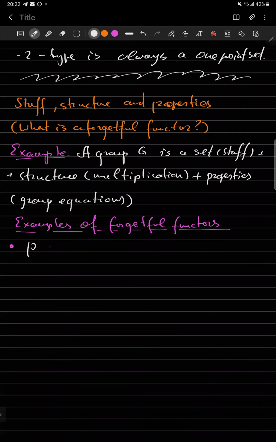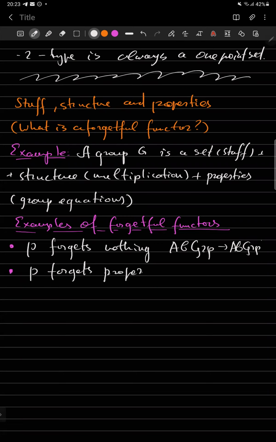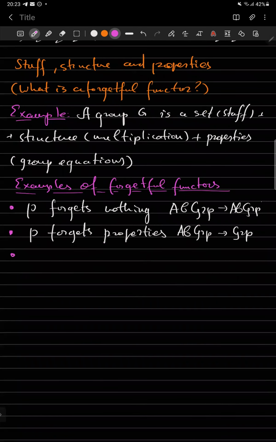Okay, so P is a functor and P forgets nothing. That's just an identity functor from abelian groups to abelian groups. Second, P forgets properties. We can forget the fact that an abelian group is abelian and just consider it as an arbitrary group. We forgot a property, which is just an equation, ab is equal to ba. So we forgot properties. That is another kind of forgetful functor. Third, P forgets the most structure.